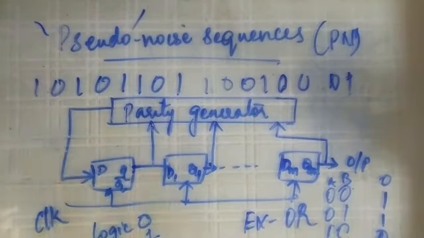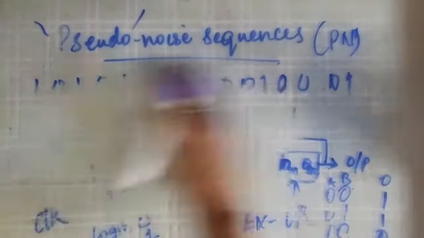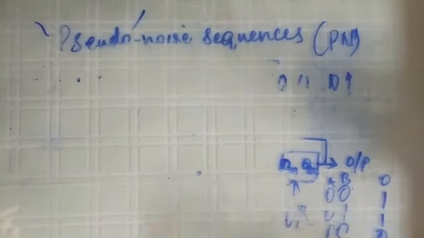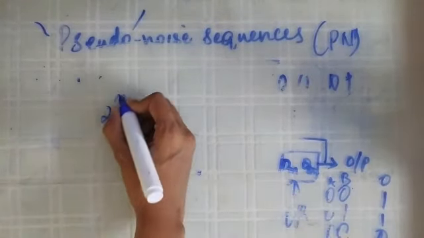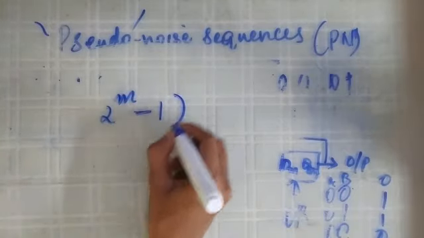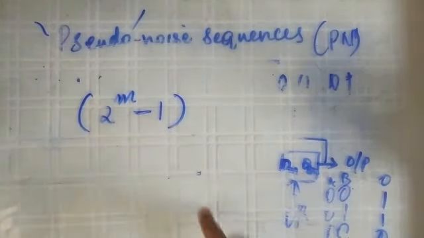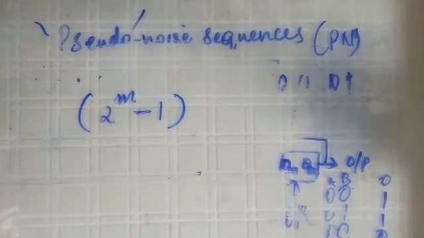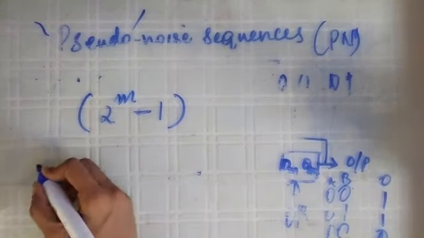Now the maximum length of a sequence can be considered to be, if there are m flip-flops, the maximum length of the sequence that can be generated is 2 raised to m minus 1, where m is the number of flip-flops. We call such sequences maximum length sequences, okay? A maximum length sequence is a code which represents a commonly used periodic PN sequence, but with the maximum length.